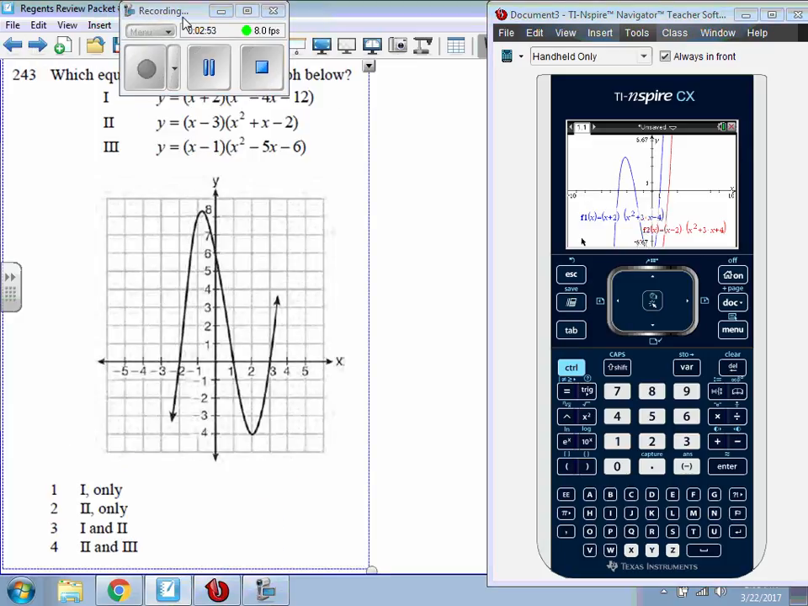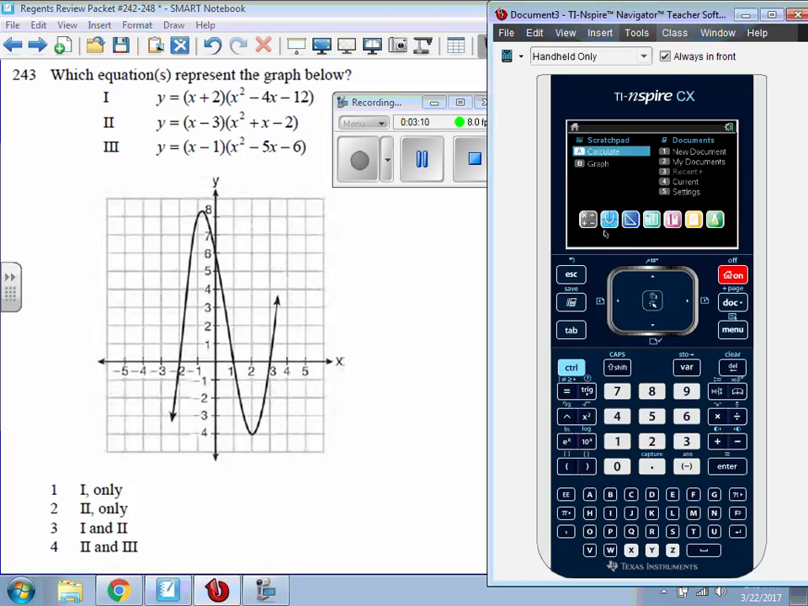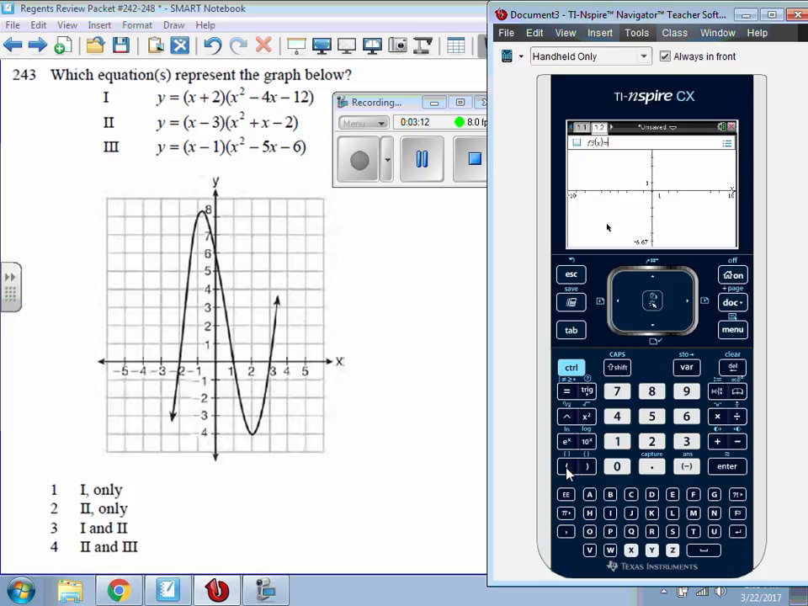243. So we've got which equations represent the graph below. We are given 3 equations, and then we're given a picture, pretty much the opposite of what we just had. Well, if we're given equations and we have to match a picture, go to your calculator. So the first equation is x plus 2, parenthesis, x squared minus 4x minus 12.